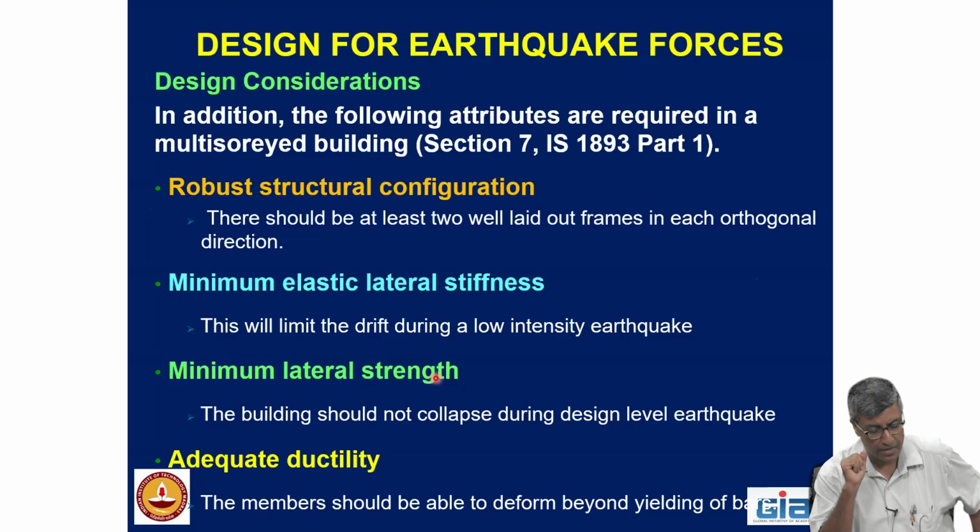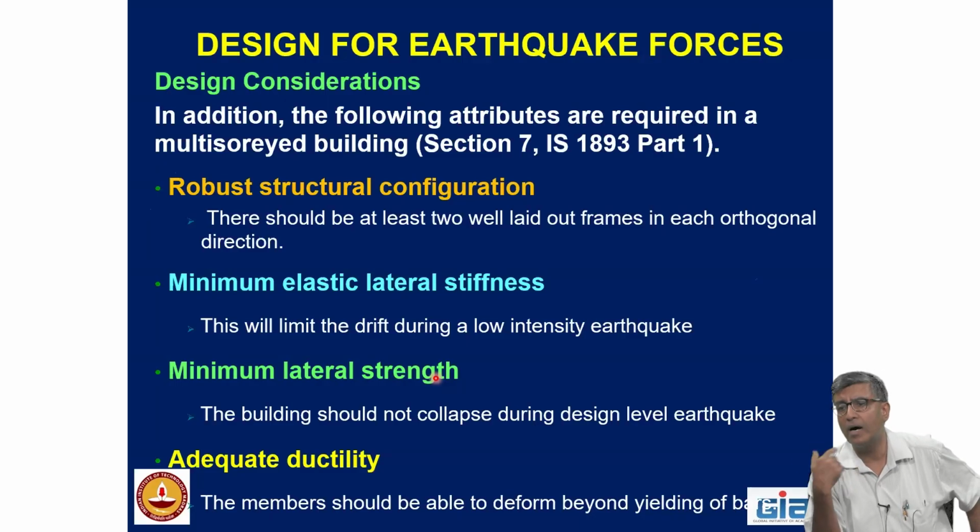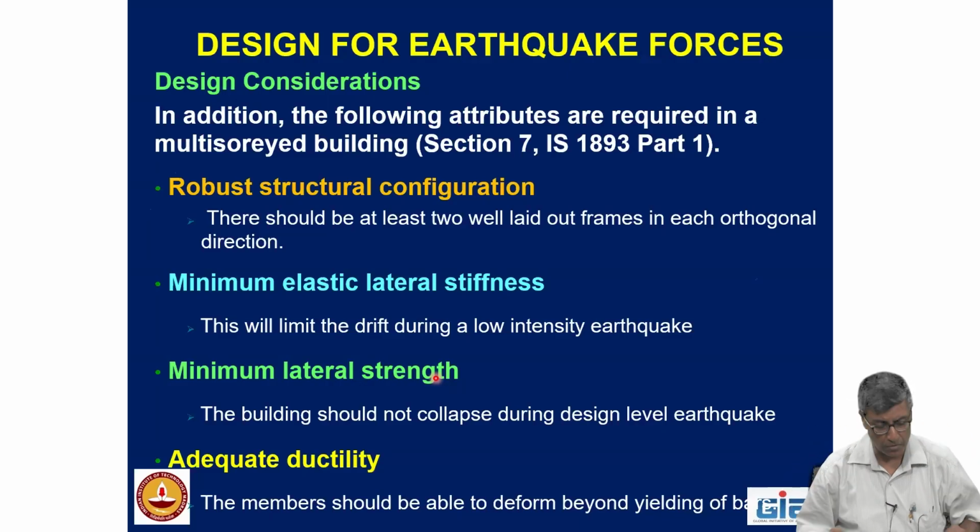robust way. We should have a minimum lateral stiffness so that for small shaking which happens, say in Guwahati, things should not fall down. You're going for lunch and suddenly something happens and falls on your head. That's it. Okay, it shouldn't happen like that for small earthquakes. For large earthquakes, there should be strength, that the building should not come down.